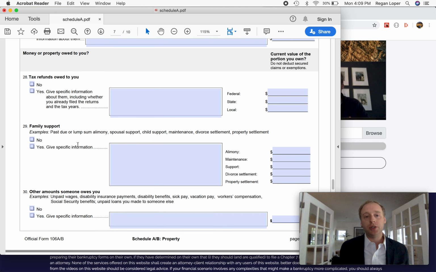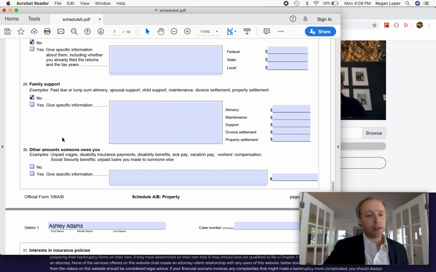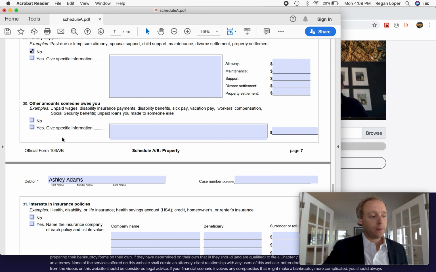Okay. Money or property owed to you is the next section, and that includes things like, first, tax refund. So if you filed your tax return and you're owed money, but you have not received it yet, you would include that here. And so you would include details, including whether you already filed the returns in the tax years. In her example, she selected no. Family support, this would be alimony that you're owed, child support that you're owed, and that's included in these examples. She was not owed anything like that, and so she selected no.